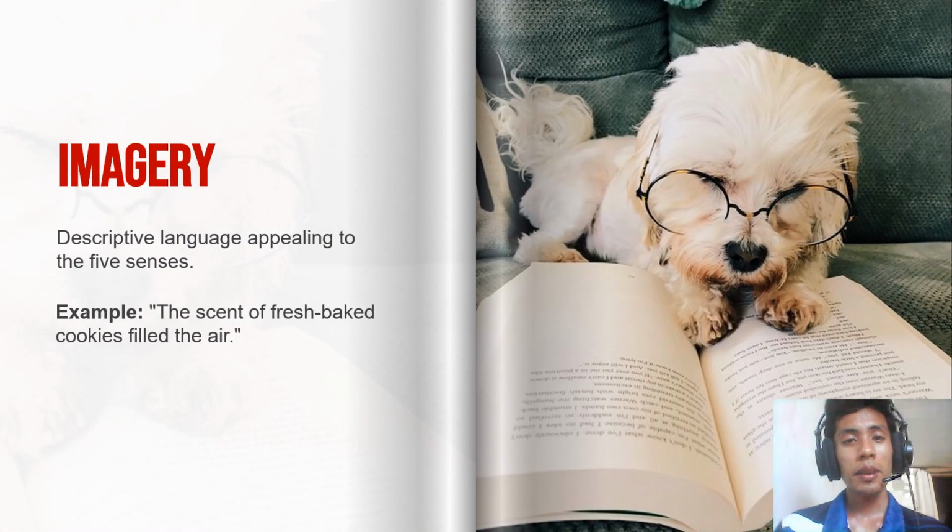The next figure of speech is what we call imagery. Imagery is descriptive language appealing to the five senses. Example sentence: the scent of fresh baked cookies filled the air.